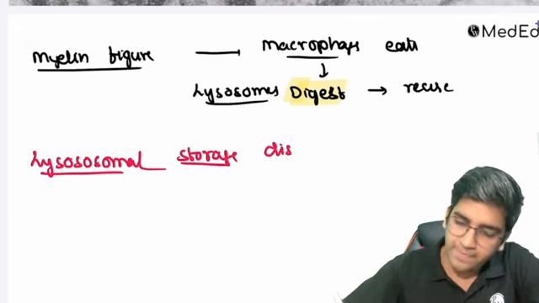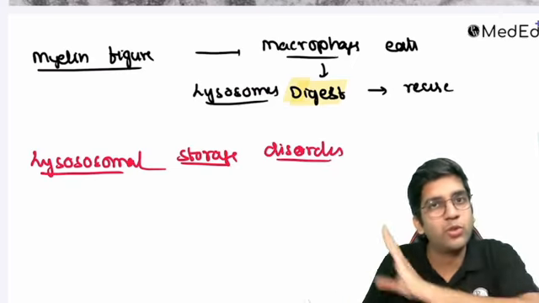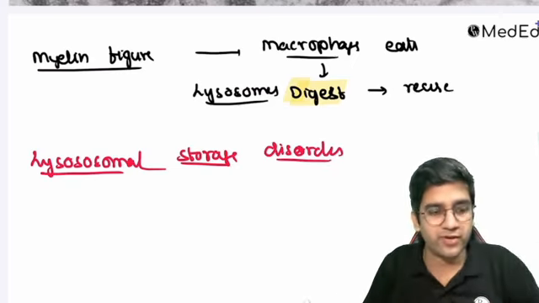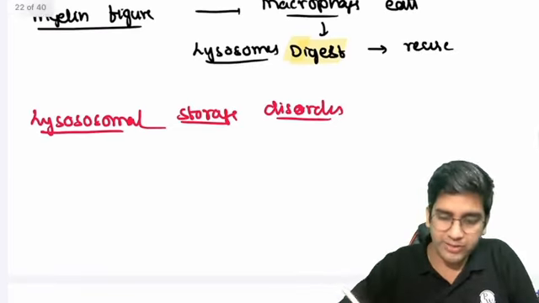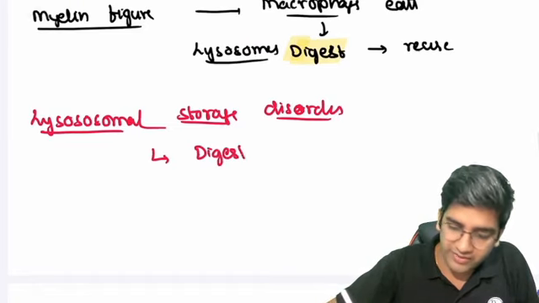So can I say in a lysosomal storage disorder, the enzymes of the lysosome are not normal, so they are not able to digest them properly? Is that statement right? It's correct, right? I have a lysosomal storage disorder where the digestion will be affected. The digestion will be less.